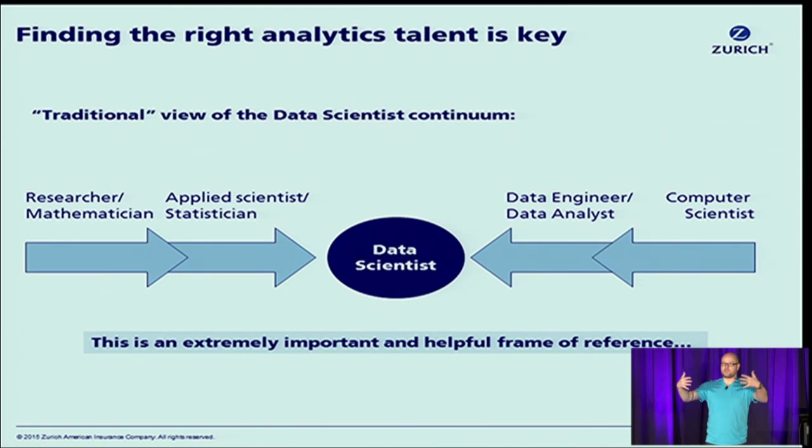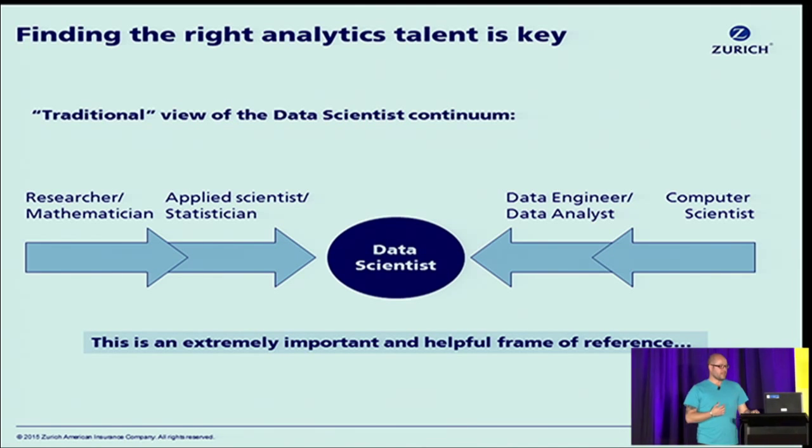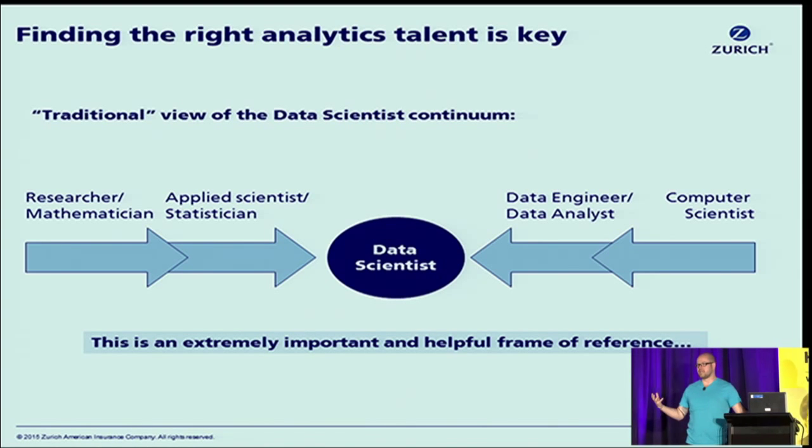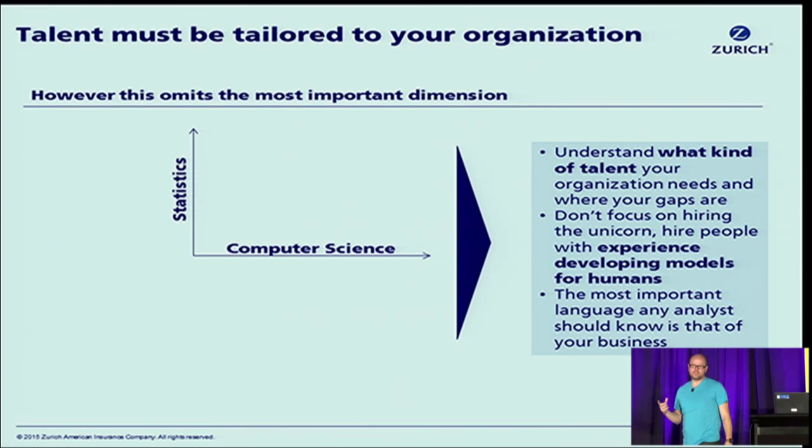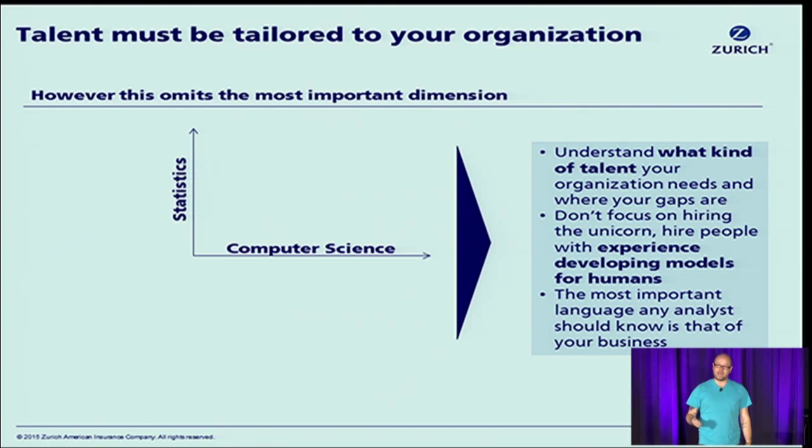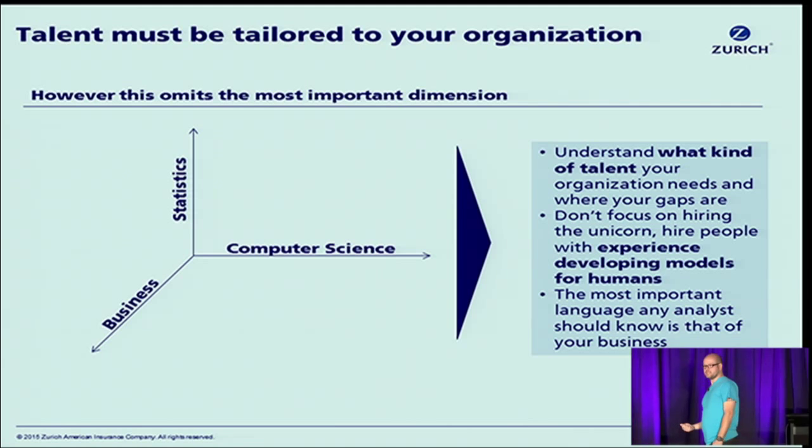As those two have converged, you see this new field of data science, which is really the blending of those. This is really helpful when you're looking at building a team: what are the types of talent, what are the things that I need? But it's missing a component. The talent has to be tailored to your organization. And if all you're solving for is the math skills and the tech skills, you're missing the most important thing, which is the business aspect of it.